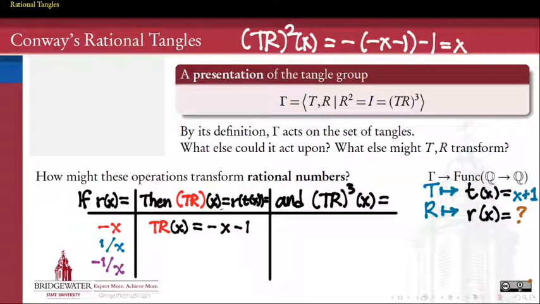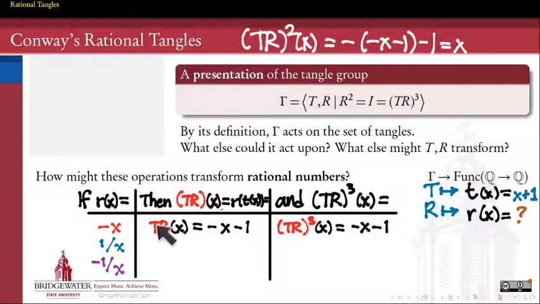So TR squared in this example is already the identity, which doesn't bode well for this being a good representative for us, because that also means that TR cubed is the same thing as TR. Notably, TR cubed is not the identity, because TR squared was already the identity, and TR was not. So, okay, opposite function doesn't seem to work. How about the reciprocal function?